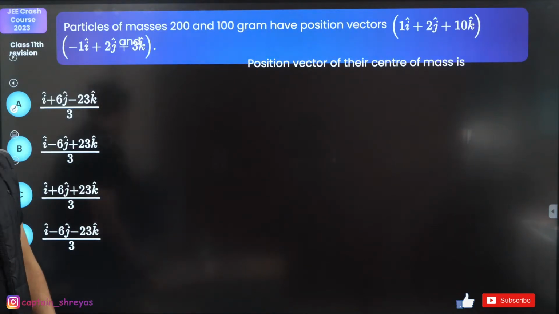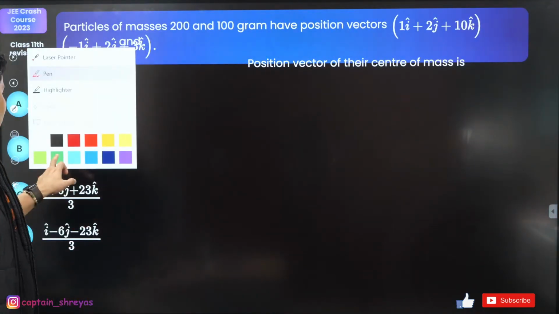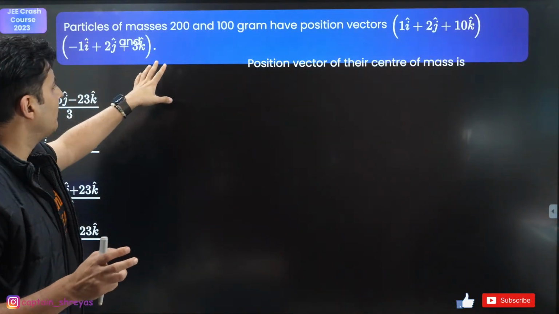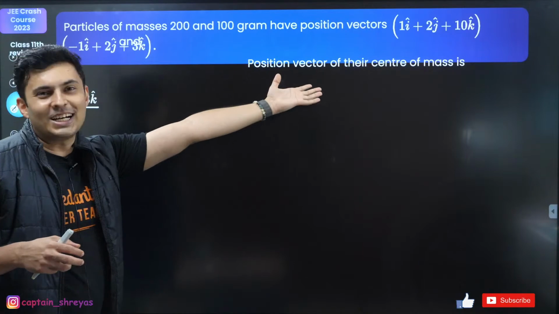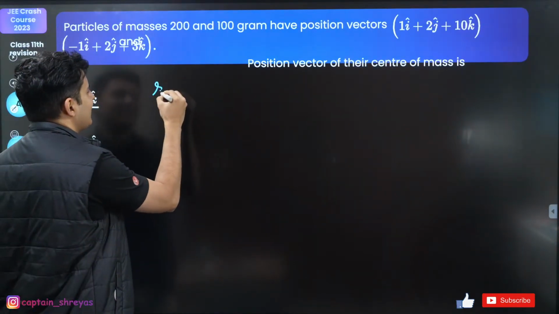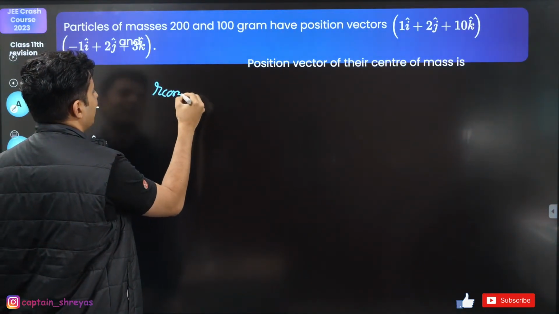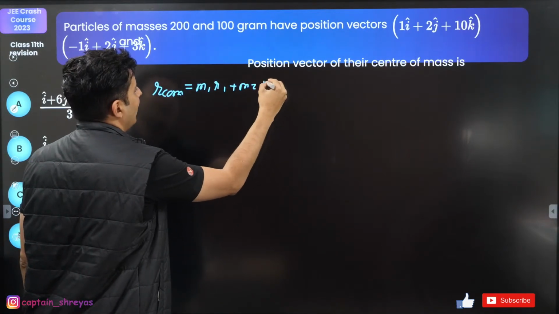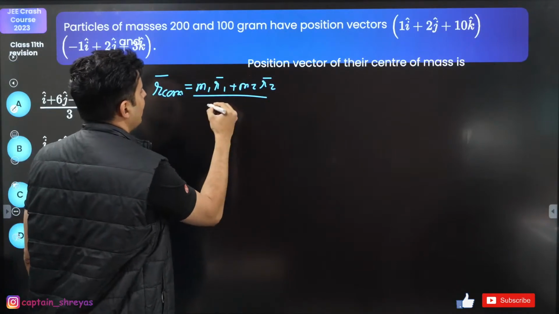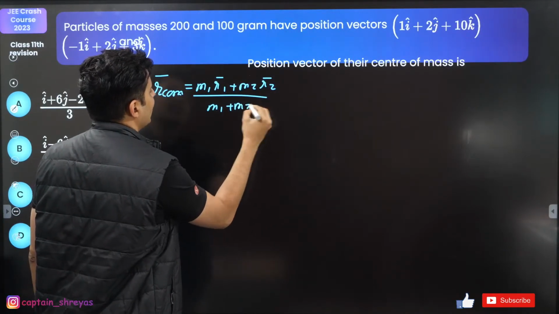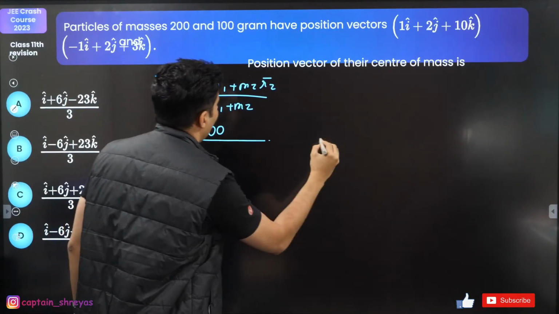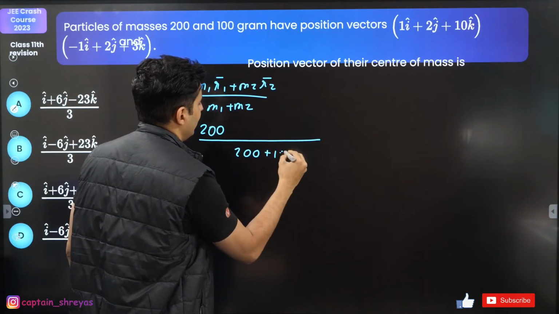Next question coming up on your screen. What do we have? 2 position vectors, masses also given. What is the position of the center of mass? I mean, this is by far one of the easiest questions. Position vector of the center of mass is nothing but m1 r1 plus m2 r2, everything bar, upon m1 plus m2. That's it. So what is m1? m1 is basically 200, upon 200 plus 100.